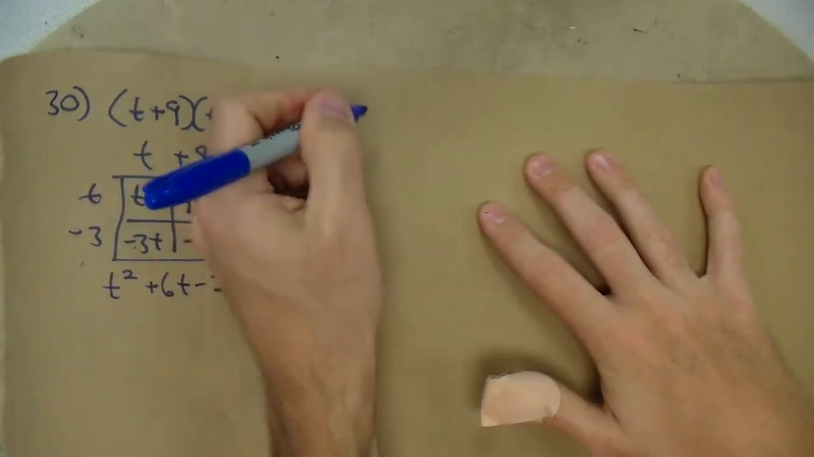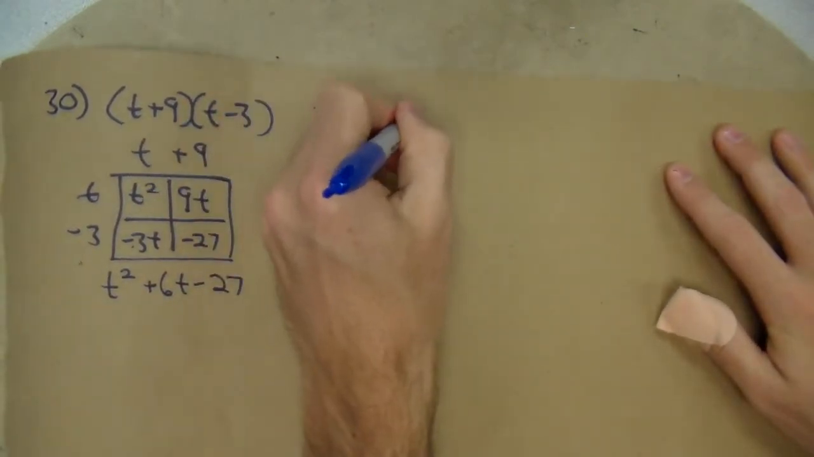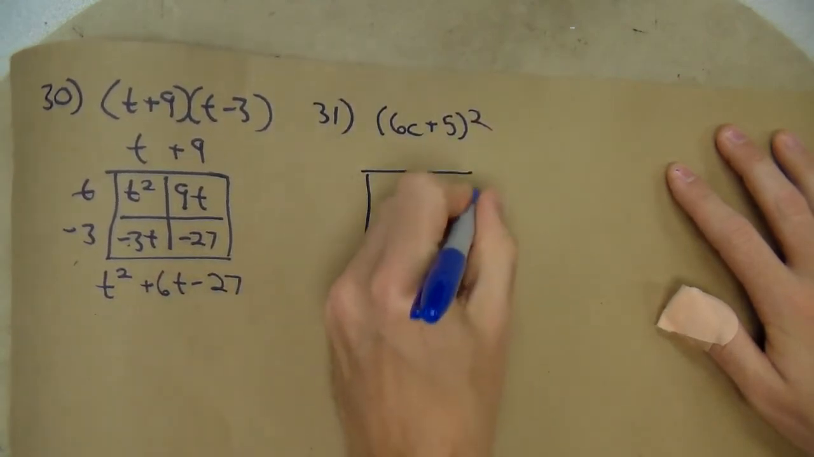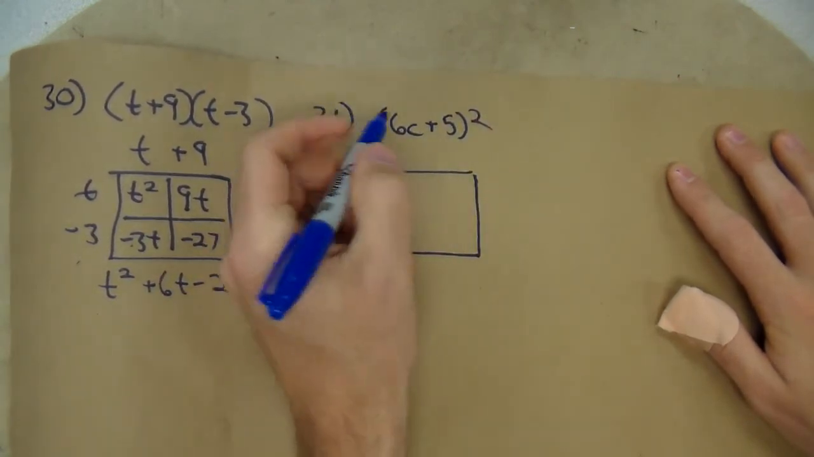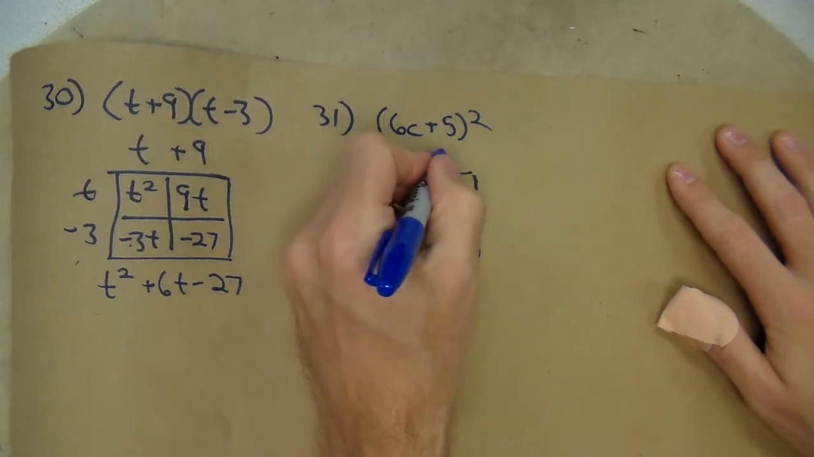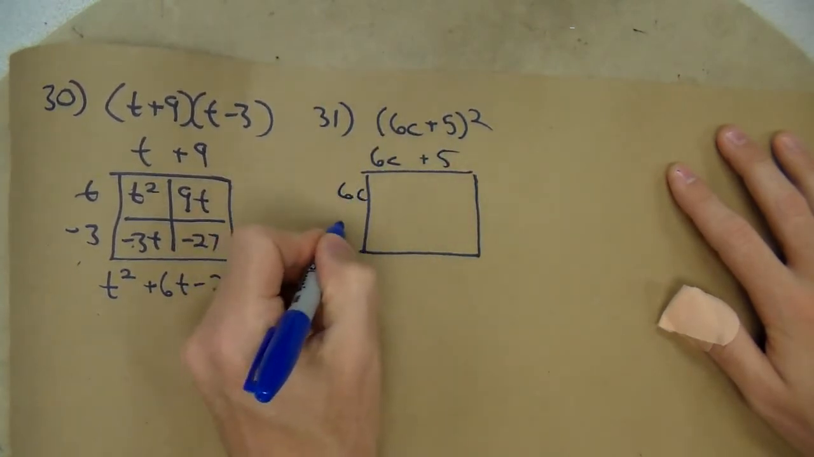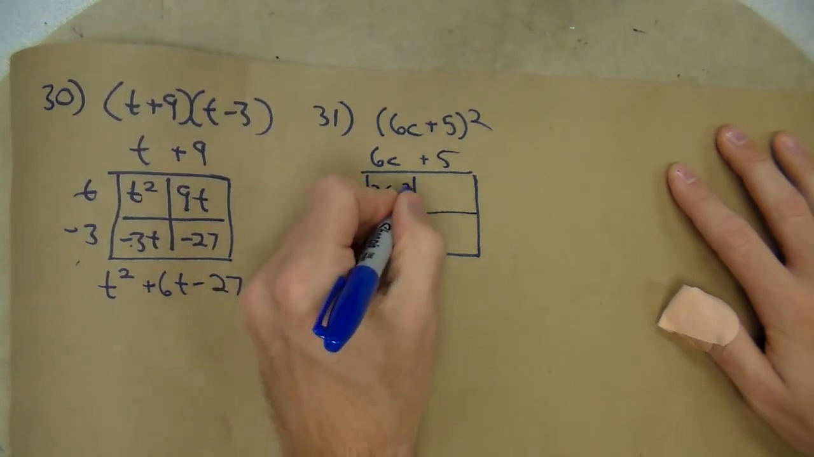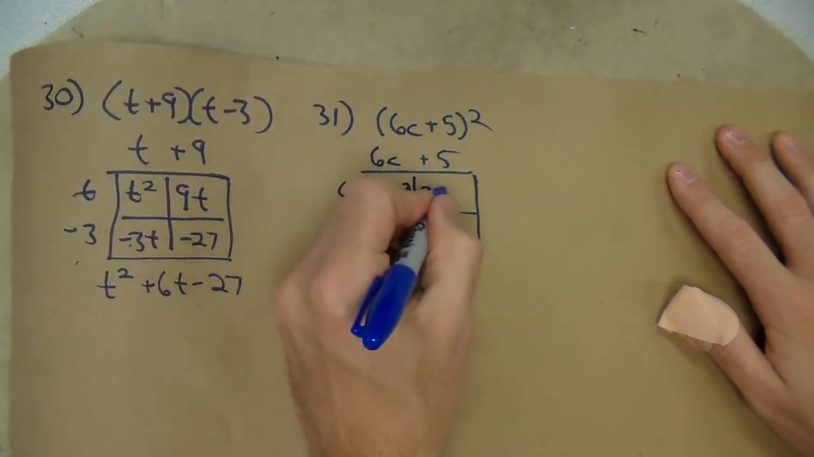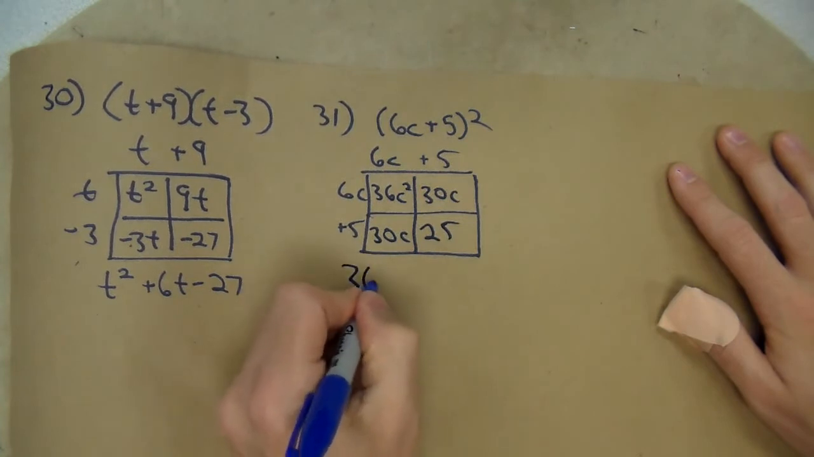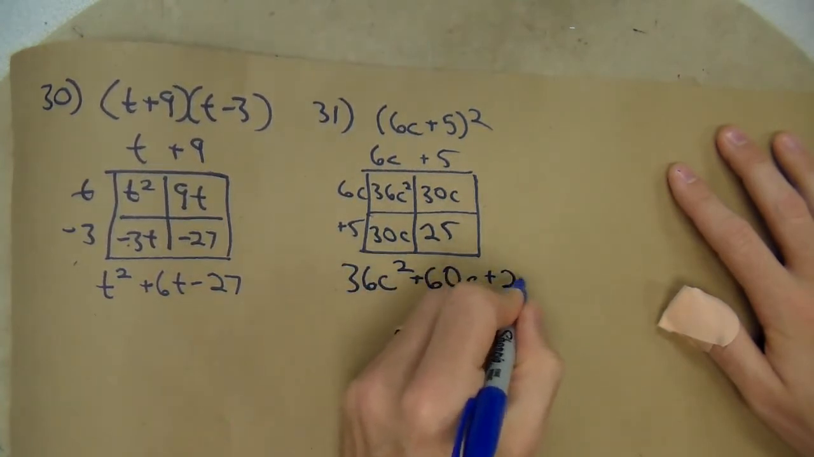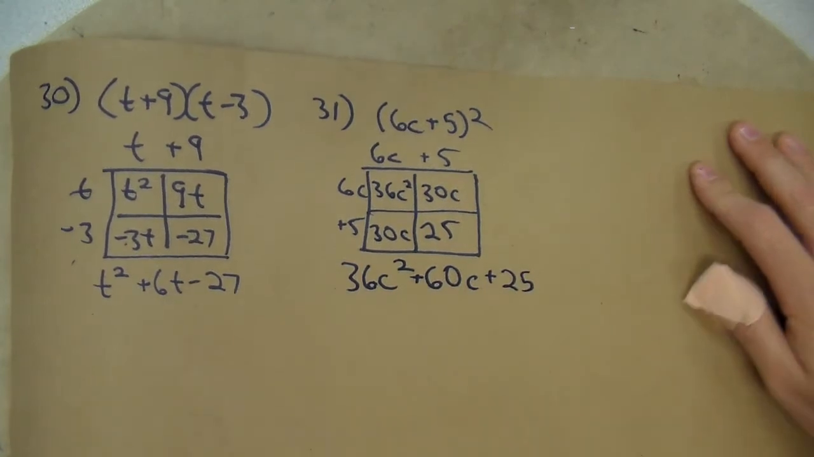Number 31 is 6c plus 5 squared. You are not under any circumstance going to write that as 36c squared plus 25. We're going to go through the box method, check what we have. 36c squared plus 30c, 30c, 25, so our answer is 36c squared plus 60c plus 25.